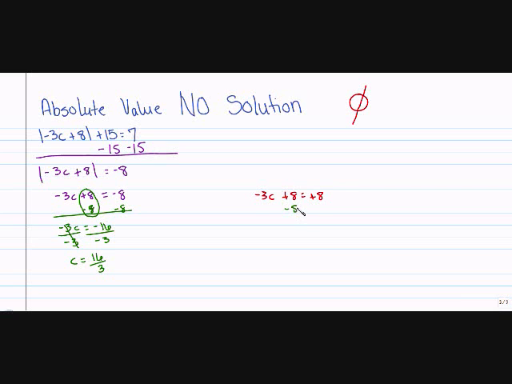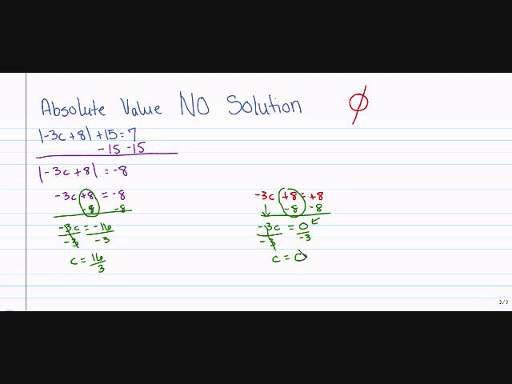Okay, once again, subtract 8. Subtract 8. I bring down my negative 3c. That equals 0. Now you still have to put the 0 there, okay? I'm going to divide by negative 3. And c equals, that cancels out. Anytime you have 0 in the numerator, your answer is going to be 0. If 0 is in the denominator, it's going to be no solution.